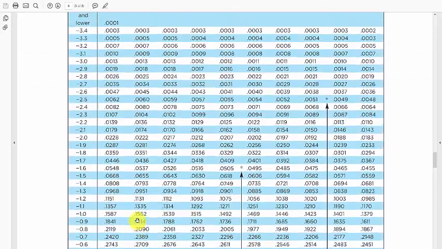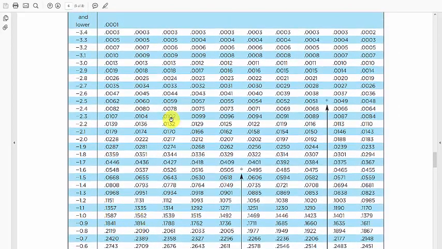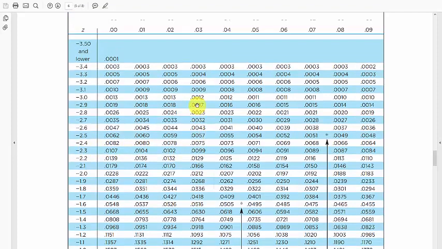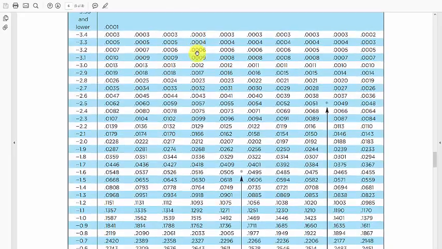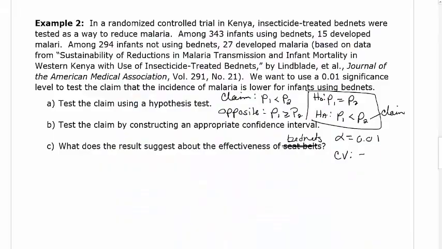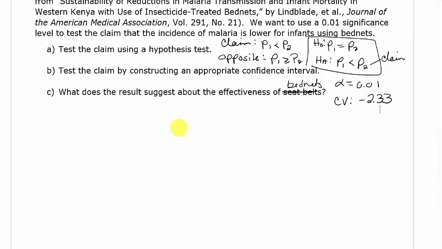So find the value 0.01 in the table here, and we can see that the closest we have to 0.01 is 0.0099, and so that gives us a critical value of negative 2.3, and from the top 3, so negative 2.33. And then we can go ahead and calculate our test statistic. Before we can calculate that, we need both p-hat1 and p-hat2.